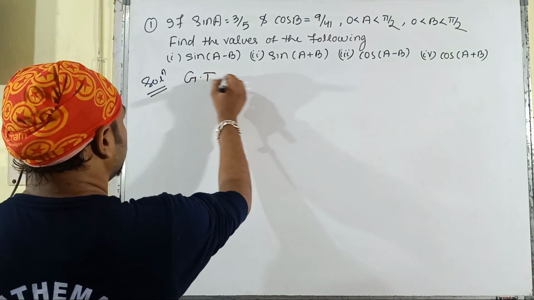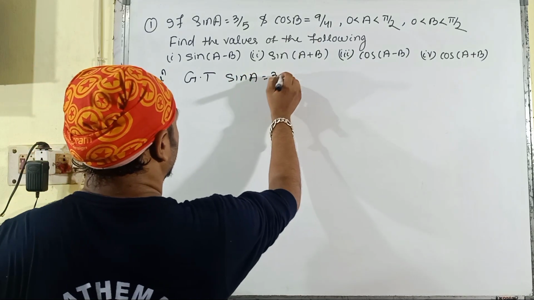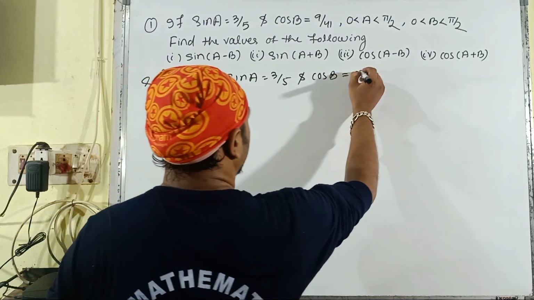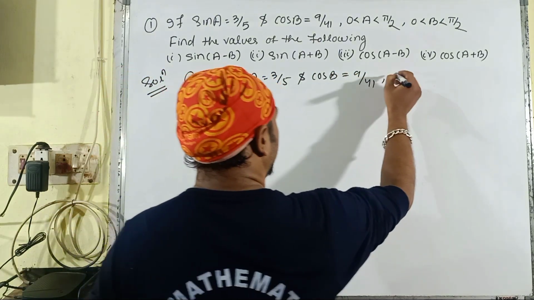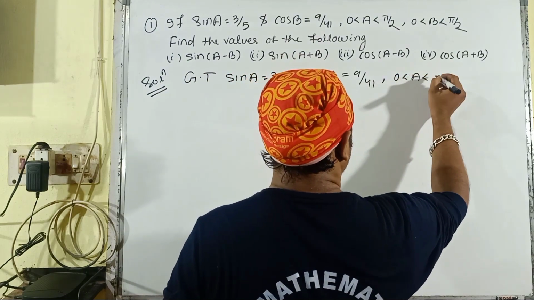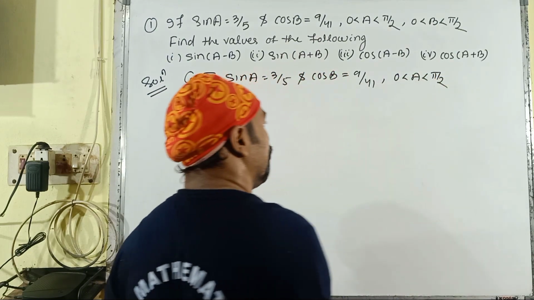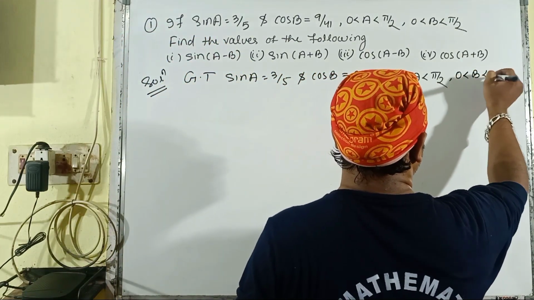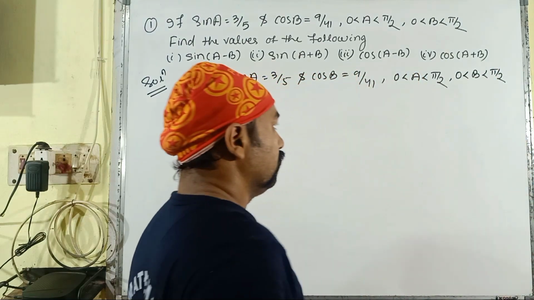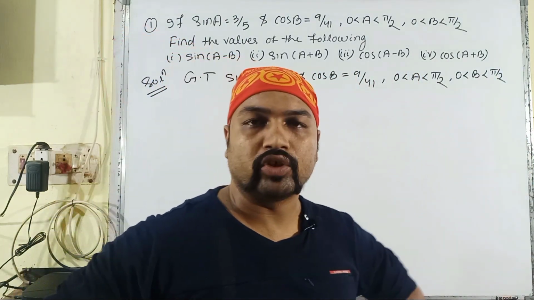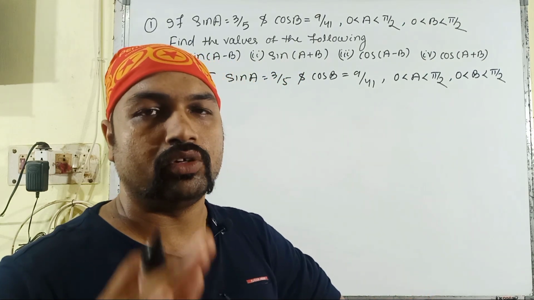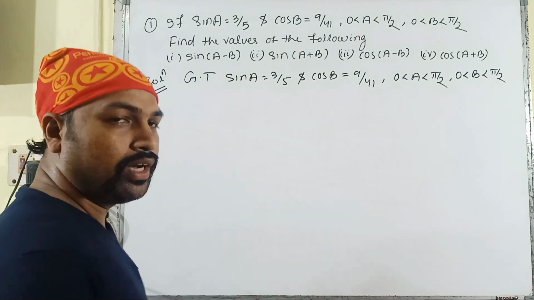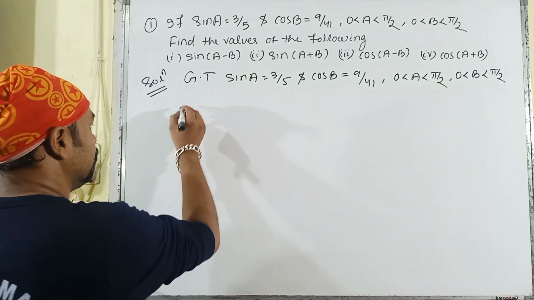Given that sin A is equal to 3 by 5 and cos B is equal to 9 by 41, where A lies in the first quadrant as well as B also lies in the first quadrant. As A and B are lying in the first quadrant, all of the trigonometric functions carry the positive sign only. So from sin A we can determine cos A by using the trigonometric identities.